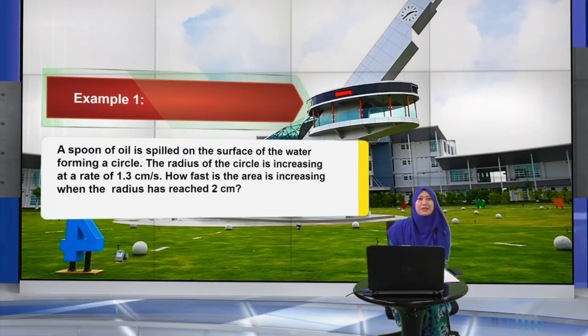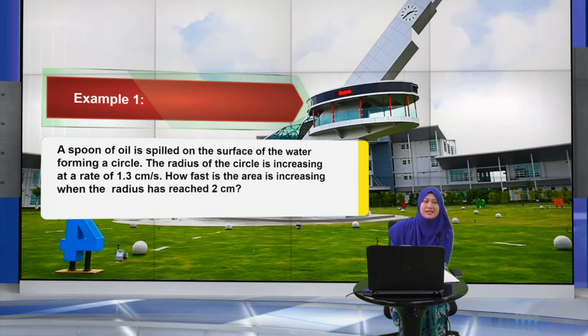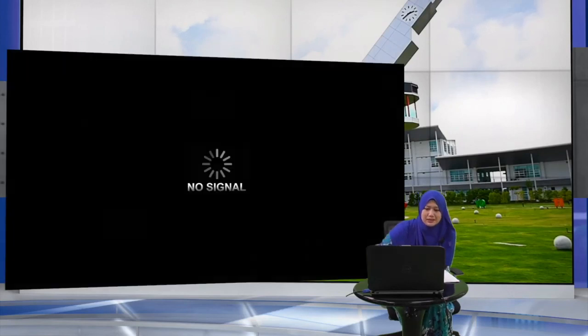Example 1. A spoon of oil is spilled on the surface of the water, forming a circle. The radius of the circle is increasing at a rate of 1.3 cm per second. How fast is the area increasing when the radius has reached 2 cm? Okay, let's do this example.